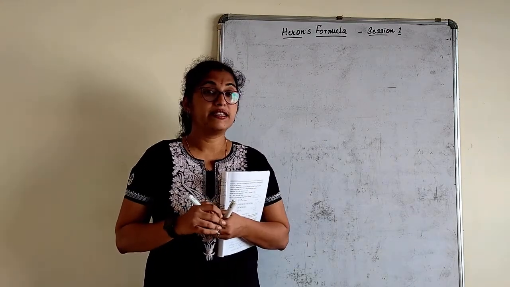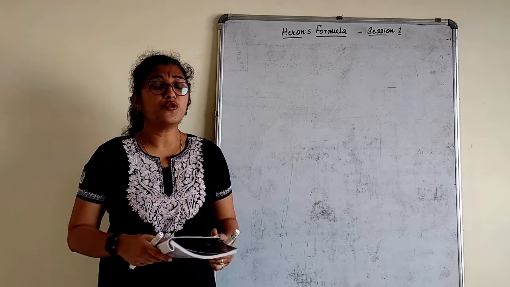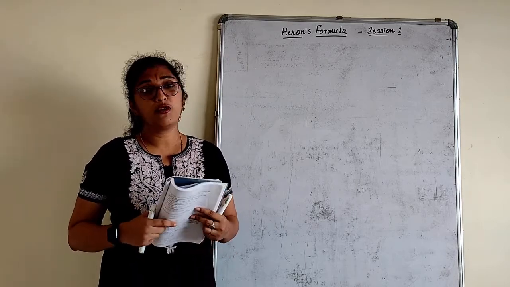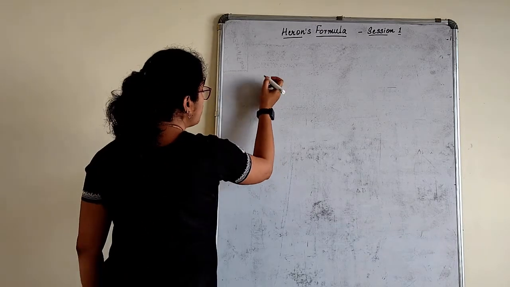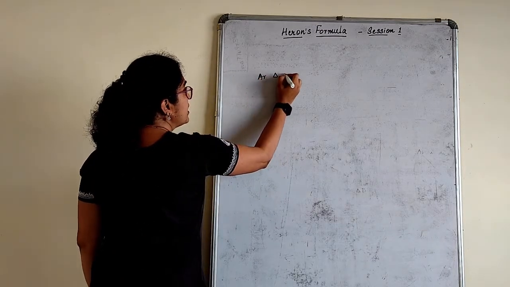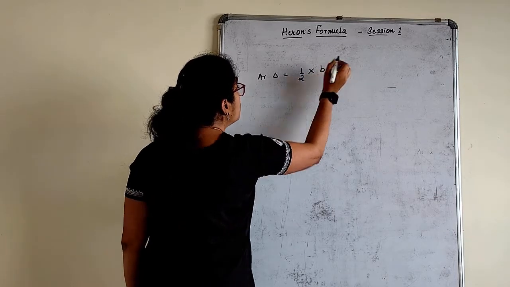Good morning. We will start with a new chapter, Heron's formula, session 1. So what is this Heron's formula? Now we basically all know how to find the area of a triangle, right? So when we talk about the area of a triangle, we simply write that as half into base into height.